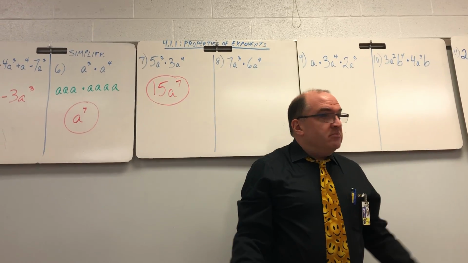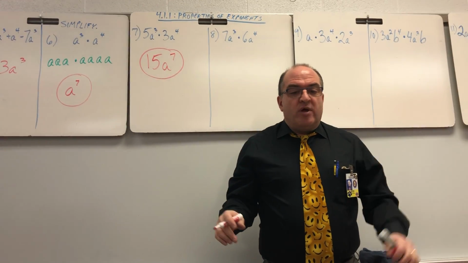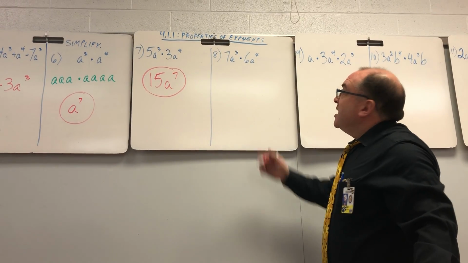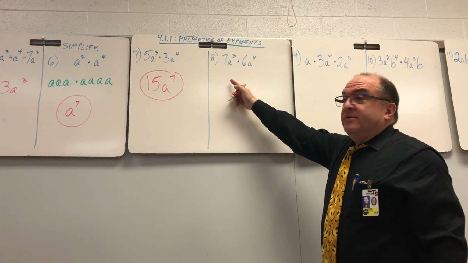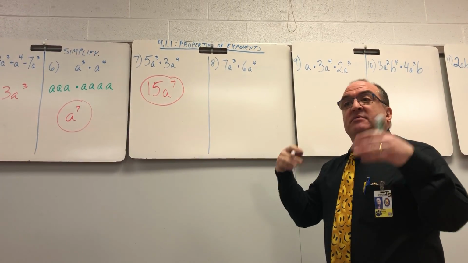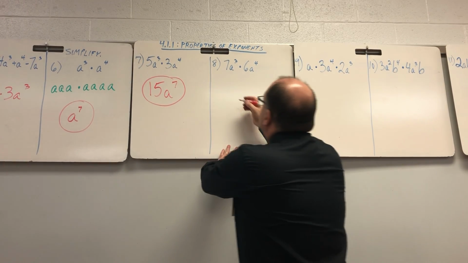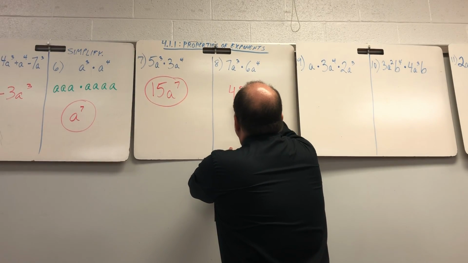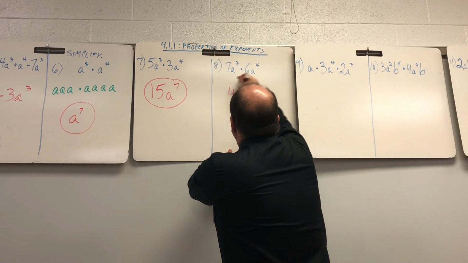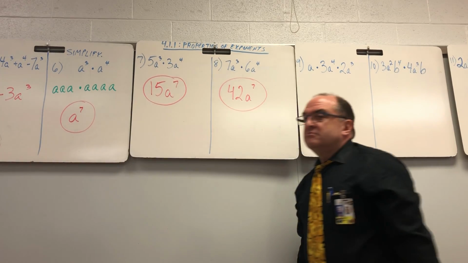Everyone okay there? Okay. Same idea here. 7 times 6 is 42. A to the 7th. Okay?